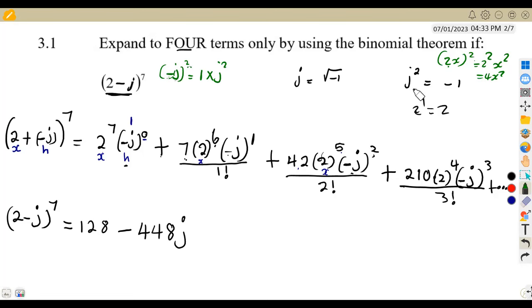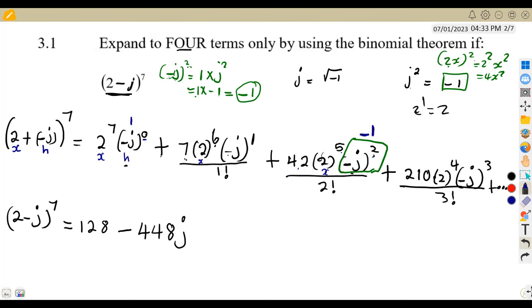But we know that j squared gives us minus 1. So that means we are going to have 1 times minus 1. In place of j squared, we are now having minus 1. So 1 times minus 1, that's minus 1. So this whole part here of minus j squared, we simplified it and obtained minus 1. So we're going to substitute here with minus 1.